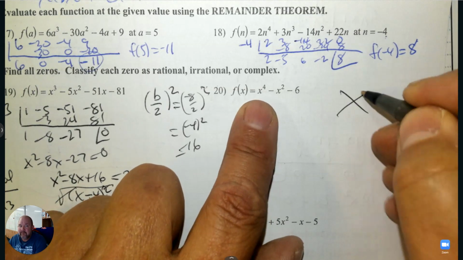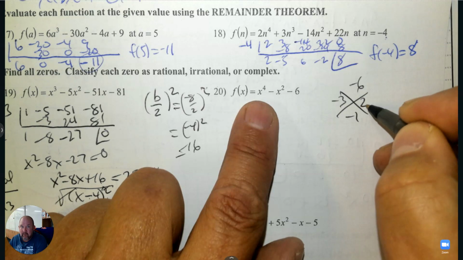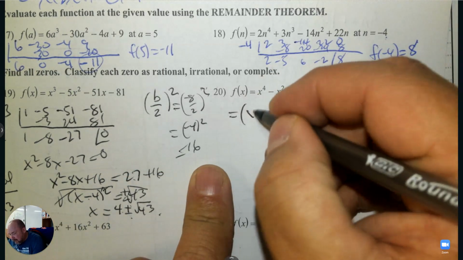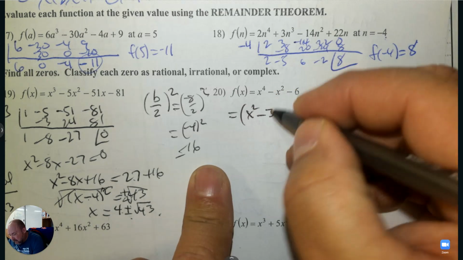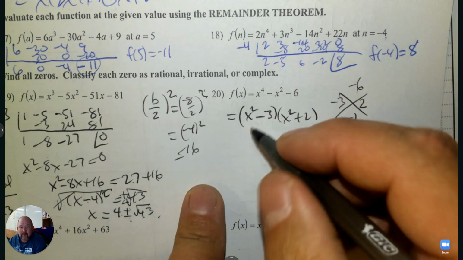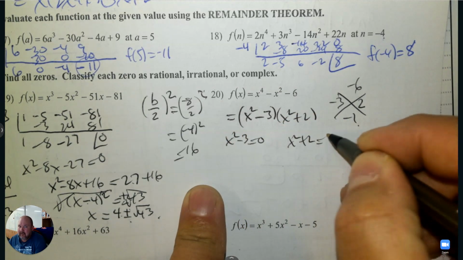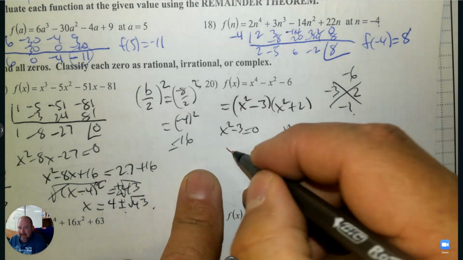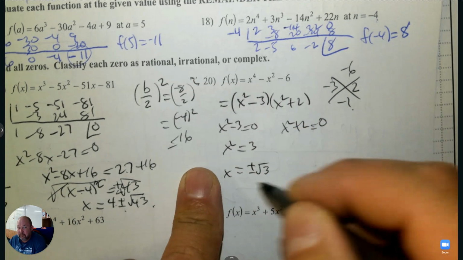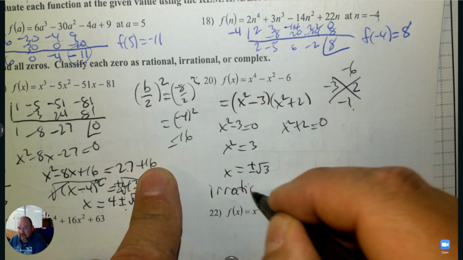This is a diamond. Two numbers that multiply to -6 and add to -1. That's pretty reasonable. That's -3 and 2. And be careful of the exponent. It's going to be x squared minus 3 and x squared plus 2. And then each factor equal to 0. And then I'm going to solve it. So I'm going to add 3. And then when I square root, it's plus or minus root 3. That is irrational. Too many r's. There it is.